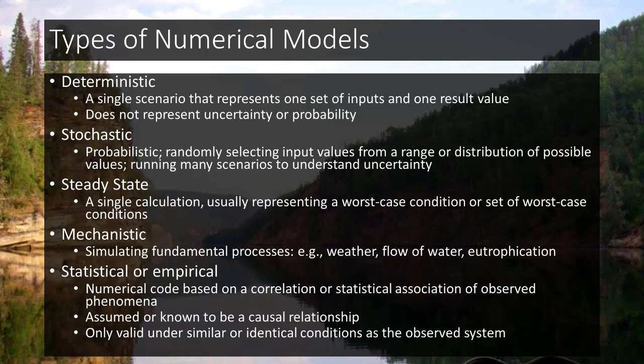So a mechanistic model can be either deterministic or stochastic. It doesn't tell you about that type of model. Mechanistic model, all it means is that it's simulating fundamental processes. So rather than inputting flows of water, it will actually calculate the flow of water based on precipitation. So it's doing some mechanism within that model.